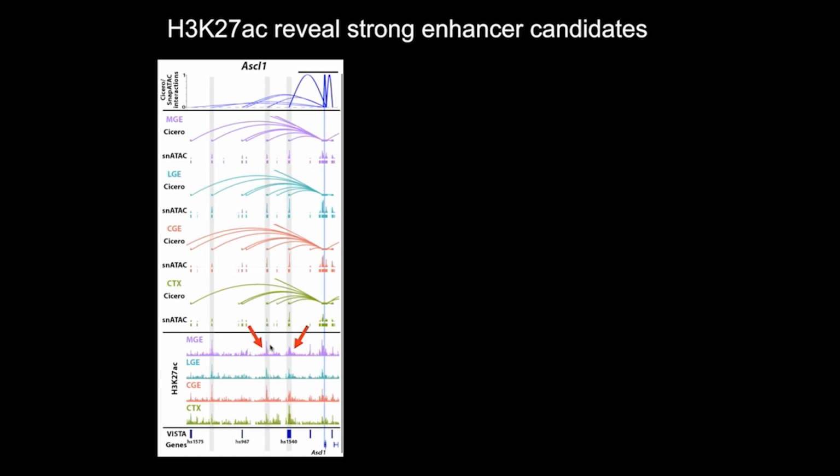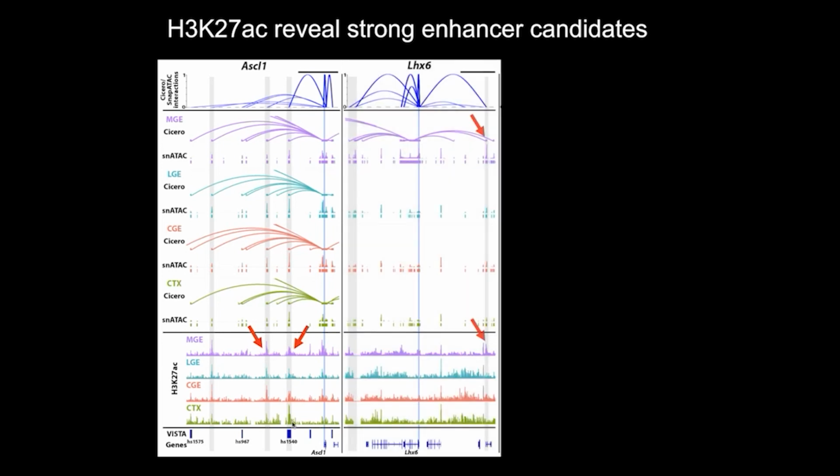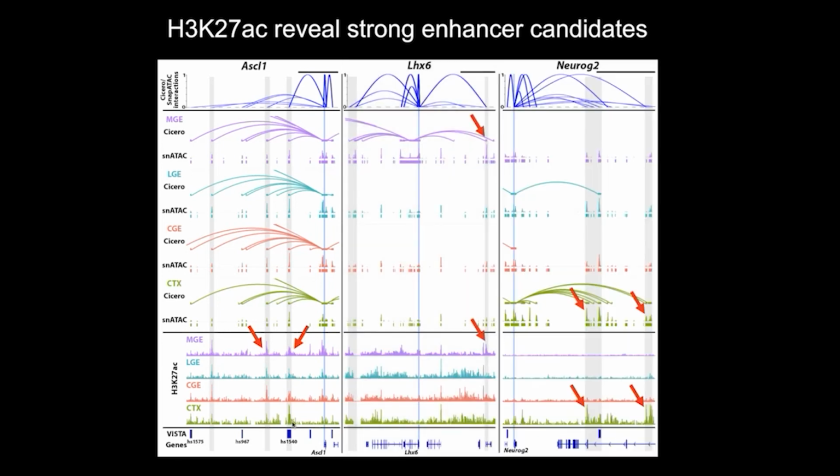Conversely, just downstream, you see a region down here where there's much greater activation, K27 acetyl marks down here in the GEs compared to the cortex. So we'd argue this is a better candidate for a possible enhancer of ASCL1 than this region that's been previously studied. And so again, we can identify candidate enhancers for various genes known to play roles in specific cell fates.